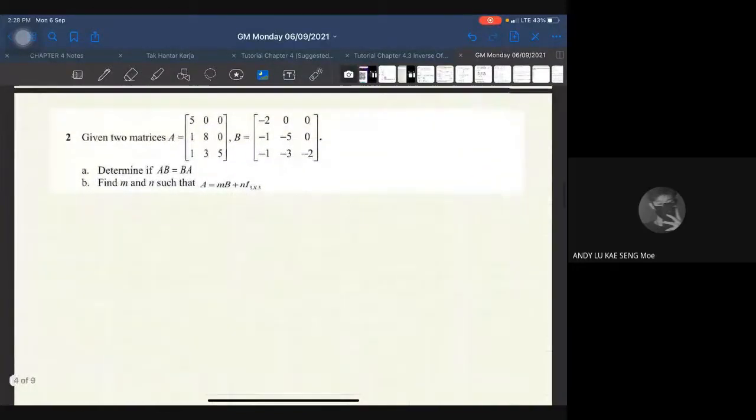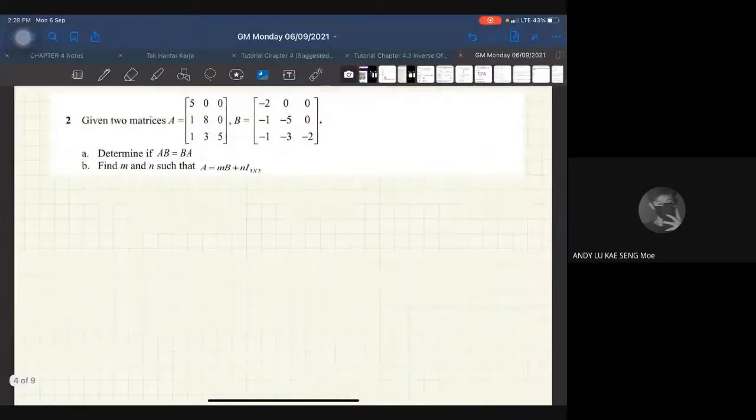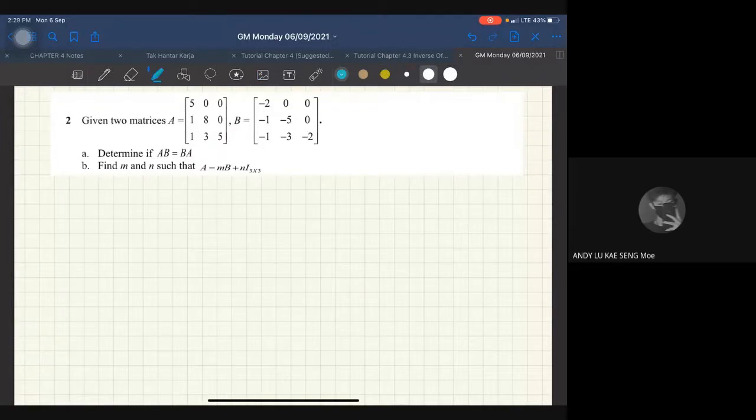Okay, so soalan cakap determine. So soalan bagi kita two matrices. So we have matrix A and also matrix B. And soalan cakap dekat first part, determine if AB is equal to BA. Okay, so macam mana awak nak selesaikan? Macam mana awak nak jawab part A soalan ni? What is your idea?